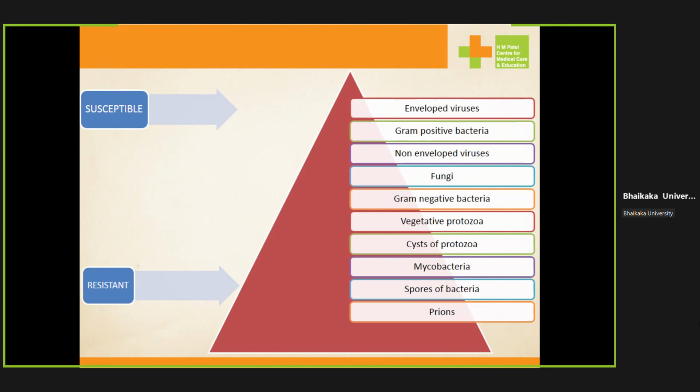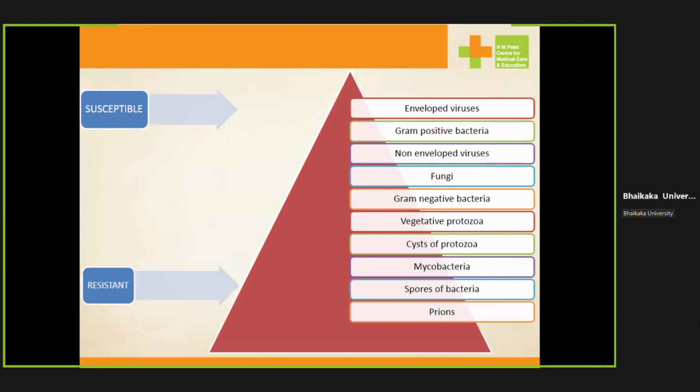But if I am talking about, say, enveloped viruses, for example, if there is a spillage of blood somewhere on a patient's table or on the floor, then this blood will most of the time have viruses like HIV, hepatitis B or hepatitis C. Because these are enveloped viruses, it is very easy to kill them.